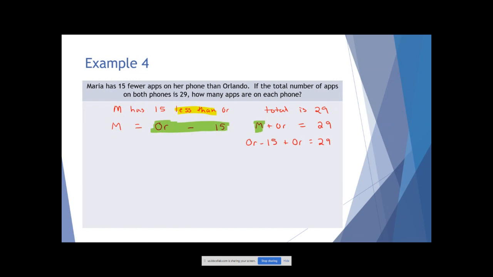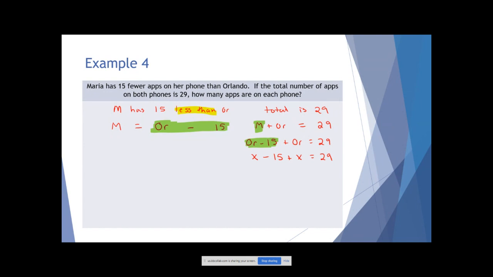So I'm basically saying, well, I knew that M is Orlando minus 15, and I have M, so I can replace that with what it's equal to. And then that way I have only one variable. I don't have M, I don't have OR, I have just the OR. And I don't want to solve with OR, so I'm going to just switch those as X's. So I'm going to rewrite this as X minus 15 plus X equals 29. So that way I don't have to worry about any weird variables.